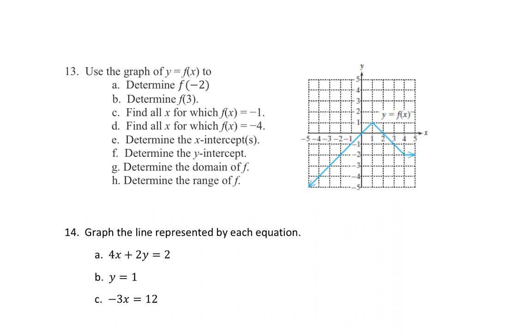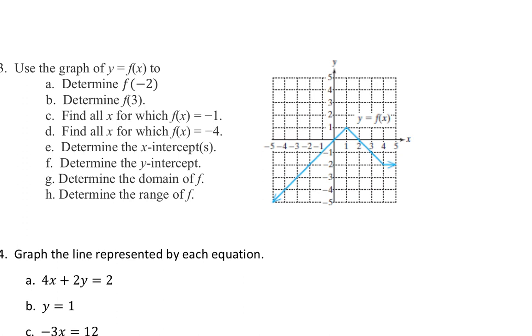Number 13, use the graph of f of x to determine f of -2, and so on. So part A, determine f of -2. That's easy. We go and find -2, and we go down to see what the y value is, and that's going to be -2. Next one, determine f of 3. Same thing, we go to 3, and then we go down to its y value, and that's going to be equal to -1.